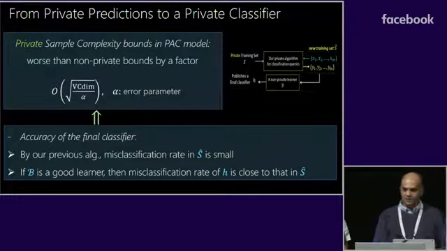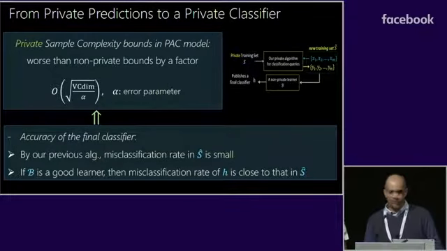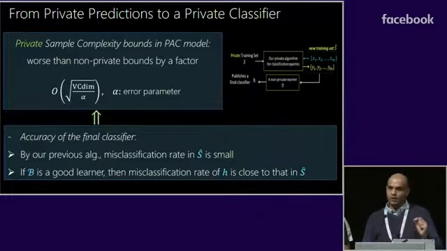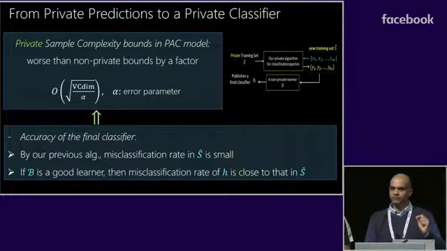Using these ideas, we finally derive private sample complexity bounds in the PAC model, and our bounds are comparable to the optimal non-private sample complexity bounds for both realizable and agnostic cases. In particular, our bounds are worse by only a factor of about the square root of the VC dimension of the target class divided by the square root of the error parameter.